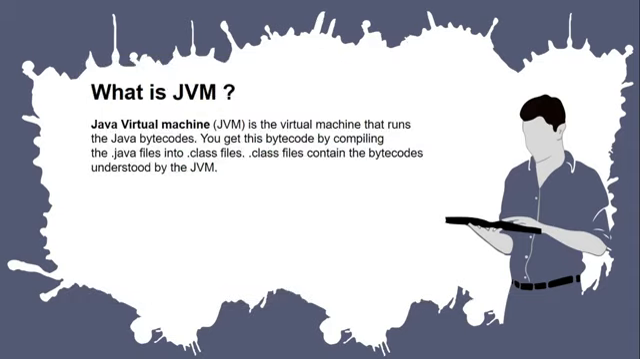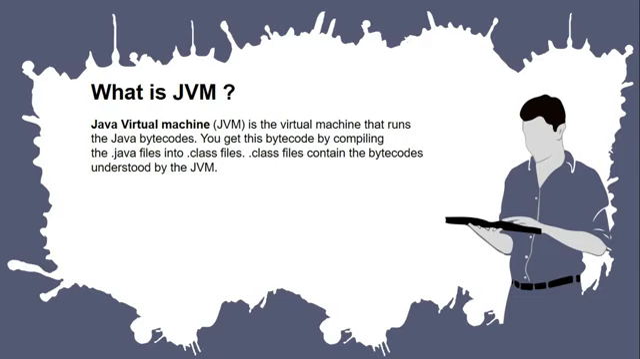Let's understand the JRE in much more depth. Inside the JRE there is the JVM. JVM is the Java virtual machine, the machine that runs Java bytecode. It basically converts the bytecode into the executable form, which you can run on your machine. You get this bytecode by compiling the .java file into a .class file. The .class file contains the bytecode understood by the JVM.